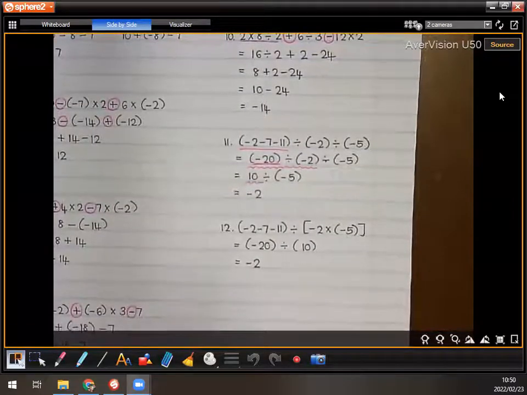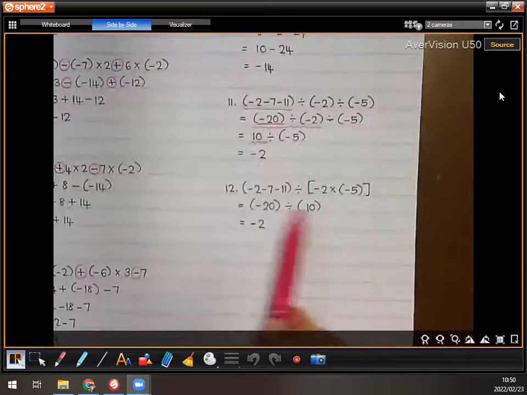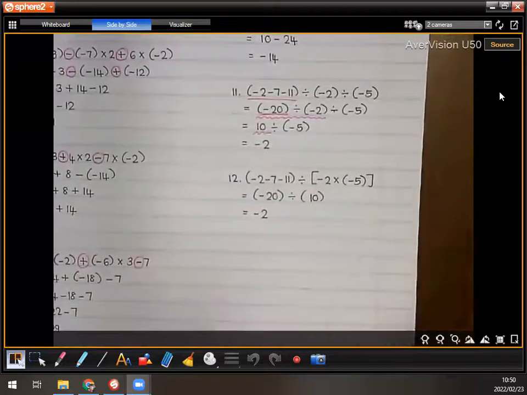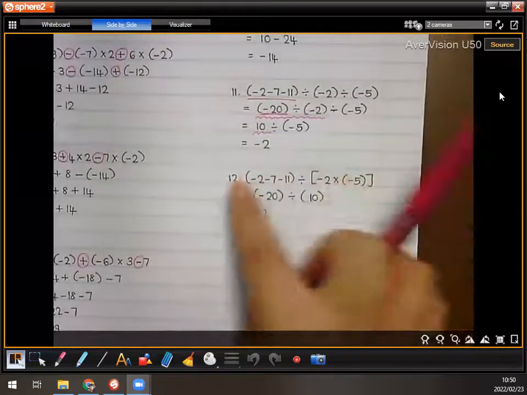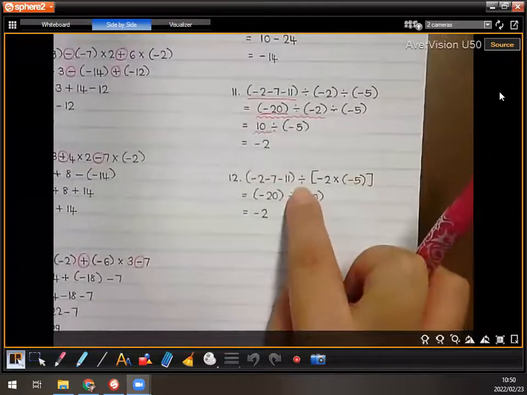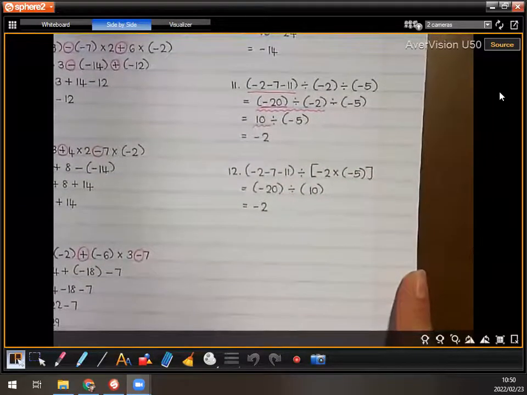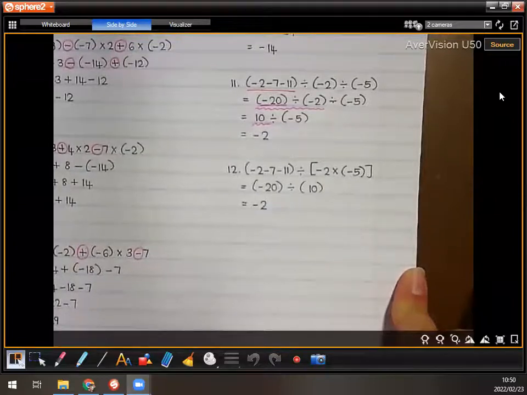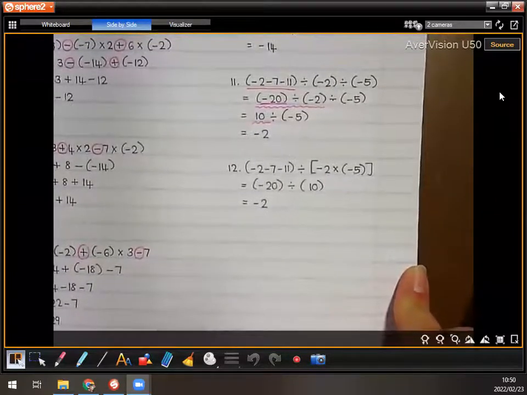Number 12, similar story. Are there any pluses or minuses here that are not in brackets? No. So this again is just one term. But because there are brackets, we need to do those brackets before we do the division. If we have one bracket and another bracket beside it, we can look at an example. I think there are maybe some questions on that worksheet.